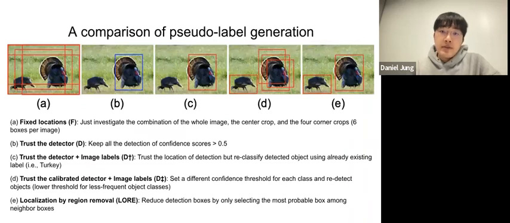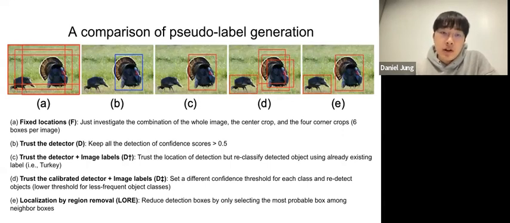So a comparison of pseudo label generation. There are 5 stages of pseudo label generation, which was stage 2 in the overall framework. For A, it's just a fixed location. This is the most basic thing. It just investigates the combination of the whole image, a center crop image, and 4 corner crops. So it gives 6 boxes per image: the center, each corner, and the entire image. These are just candidates of where an object could be.